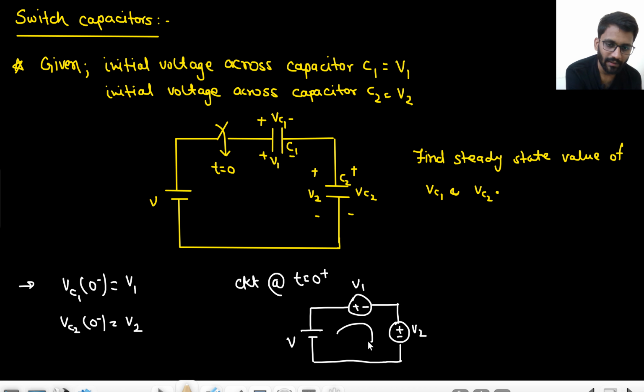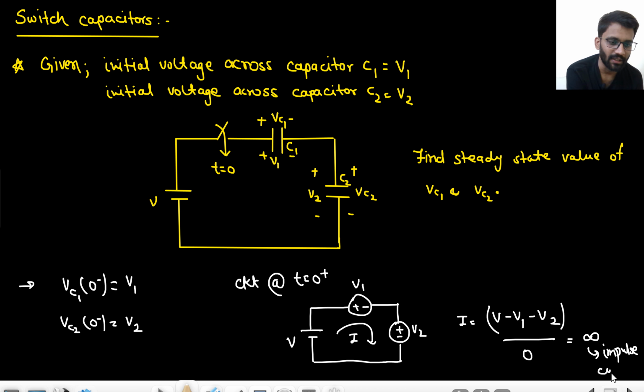So what will be the current? The current would be V minus V1 minus V2, divided by 0. That means infinite impulse current. That means the capacitor will change its voltage immediately. So how will they change? That's the main task. So let's draw the circuit now.